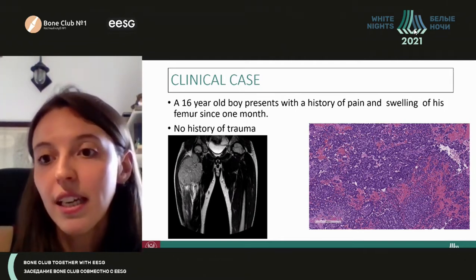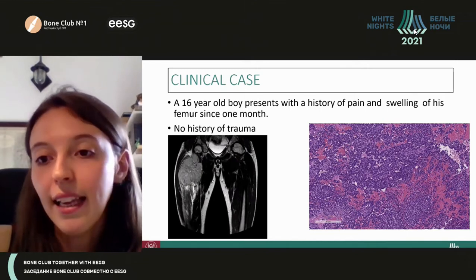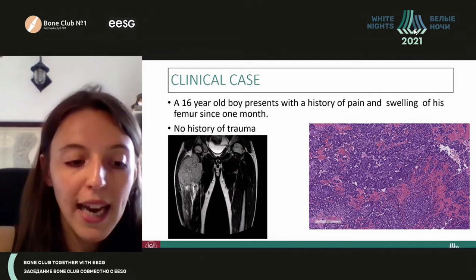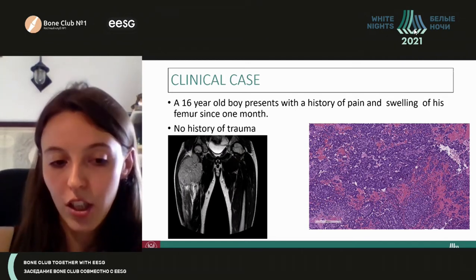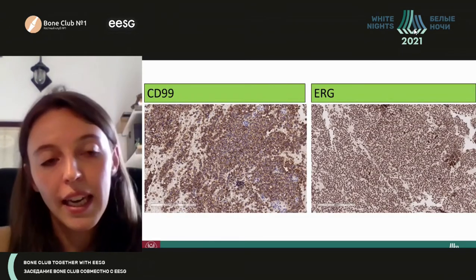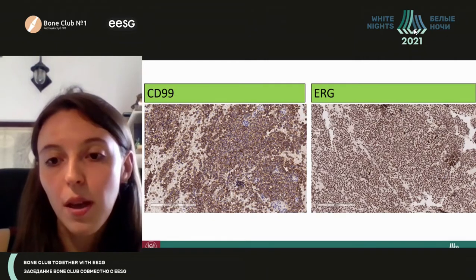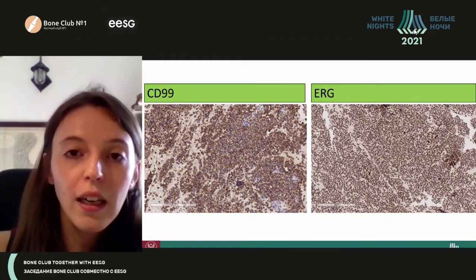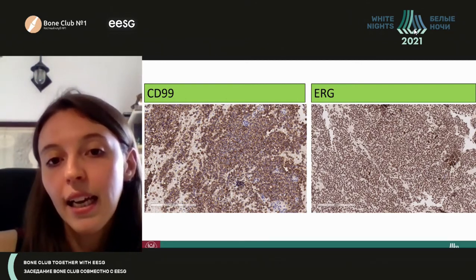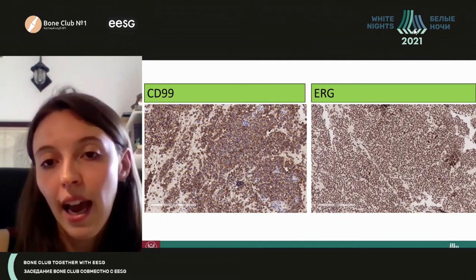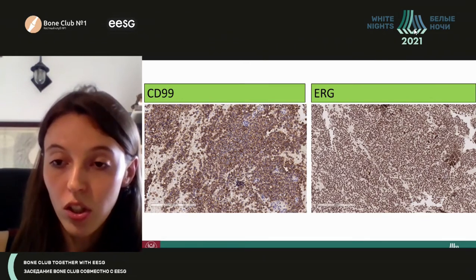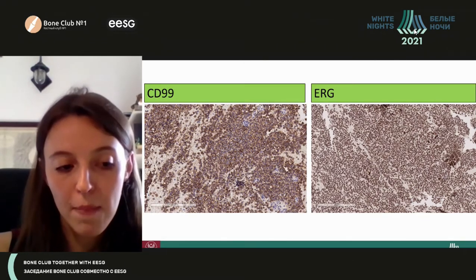So since the age, the typical localization and the histological features, we decided to perform some immunohistochemical analysis to confirm our diagnostic hypothesis. And as we can see, the CD99 showed a strong diffuse membranous pattern, and we also decided to perform ERG and FLI1, and you can see it from the image. The ERG showed a strong nuclear positivity. So a diagnosis of Ewing sarcoma was made.